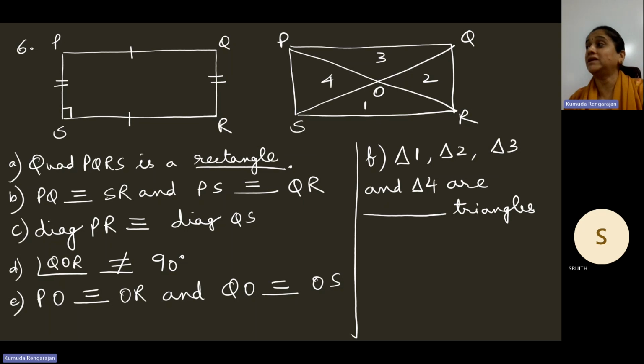Correct, because the diagonals are not perpendicular to each other. Only if the diagonals are perpendicular will you get 90 degrees here, and then you would have right triangles. The diagonals are not perpendicular to each other, so they are not right triangles. Okay, then scaling triangles.